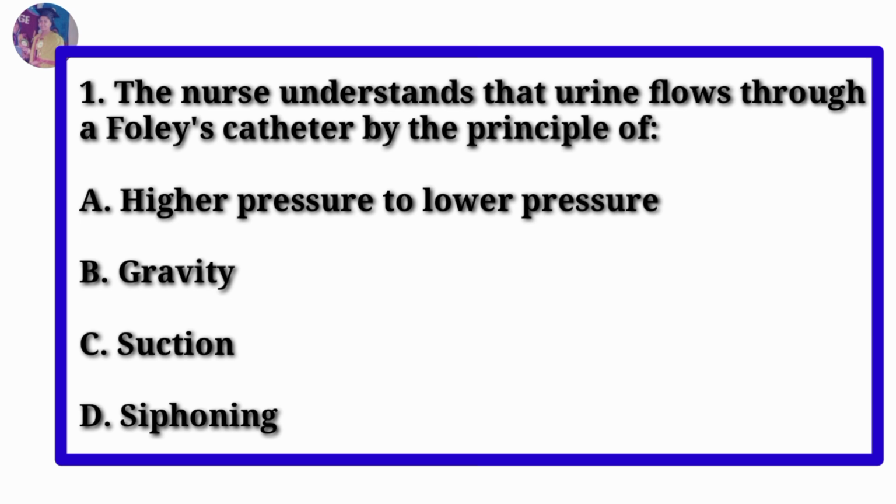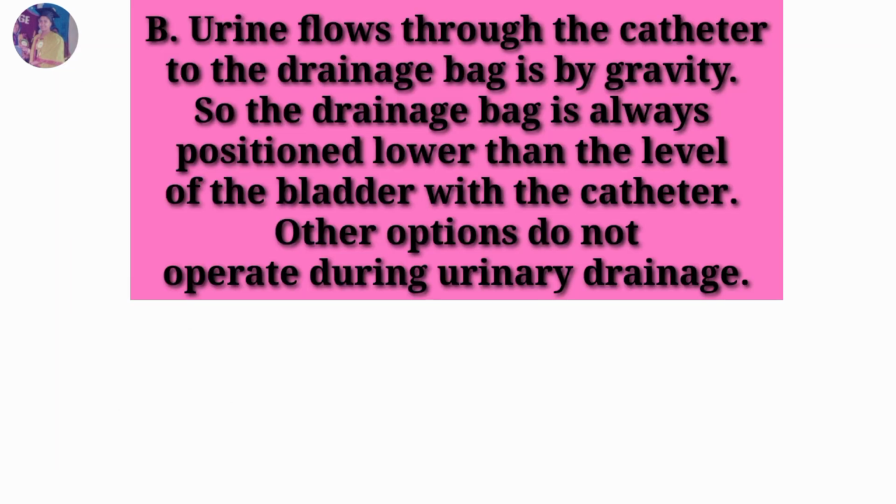Question number 1. The nurse understands that urine flows through a Foley's catheter by the principle of: option A, higher pressure to lower pressure; option B, gravity; option C, suction; option D, siphoning. Answer option B, gravity. Urine flows through the catheter to the drainage bag by gravity. So the drainage bag is always positioned lower than the level of the bladder with the catheter. Other options do not operate during urinary drainage.